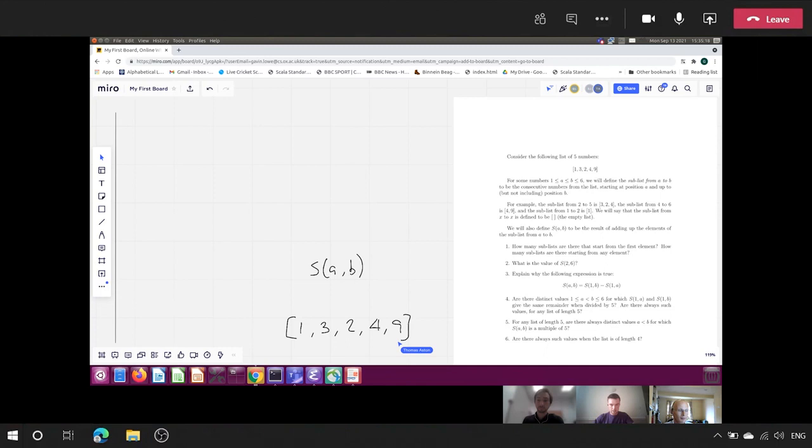Basically, the value of S from 1 to B obviously includes all the values from 1 to B, and the value of S of 1 comma A includes all the values from 1 to A. Which means that all the values of index less than A are included in both the summation from 1 to B and also the summation of 1 to A. So as a result, the subtraction effectively removes them.